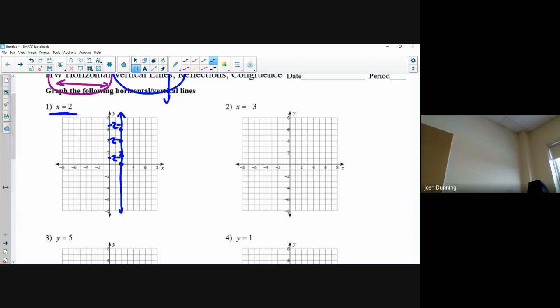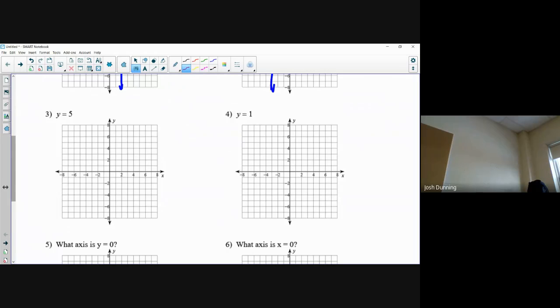So number 2 here, same idea, it's another x equals. So here's -3 on the x-axis. Draw a vertical. X equals is vertical.